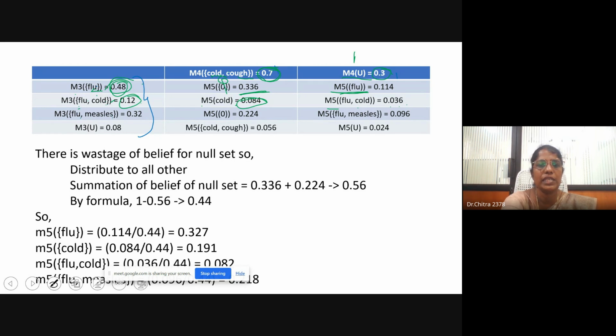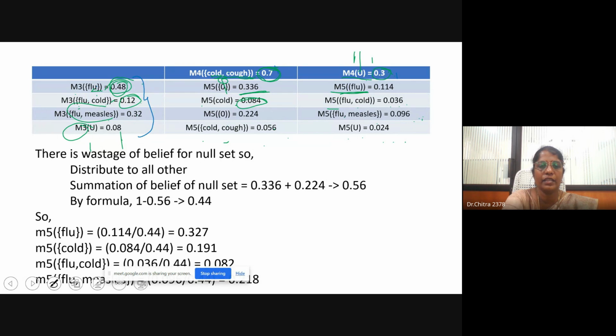Similarly, flu, measles, and cold, cough. Here, if you take the intersection, nothing is there. So M5 of nothing equals 0.224. And then if you find the intersection of this one with this one, we'll get flu and measles equal to 0.096. We are just multiplying these two elements. Then this is all right. 1 into this means M5 of cold and cough is 0.056, and M5 of this is 1 and 1. This M5 of U equals 0.024.